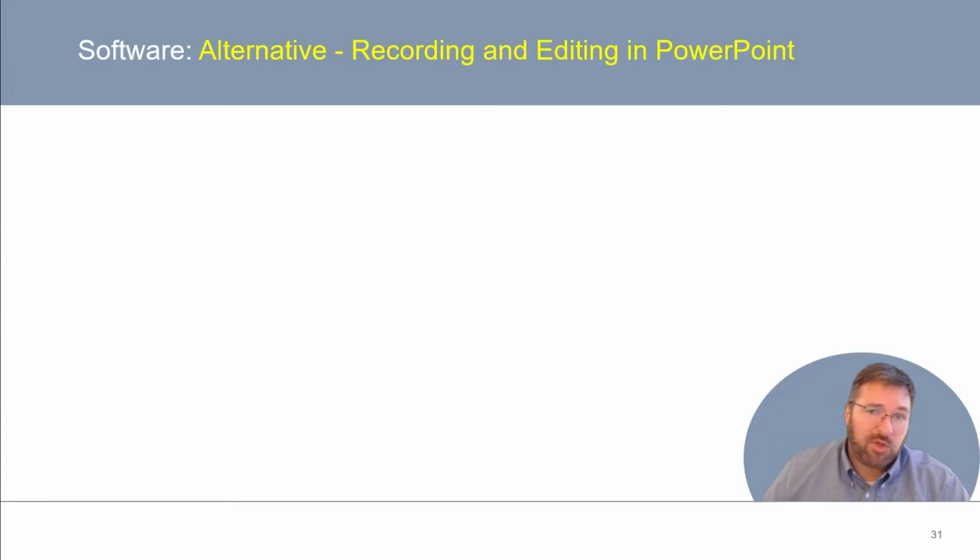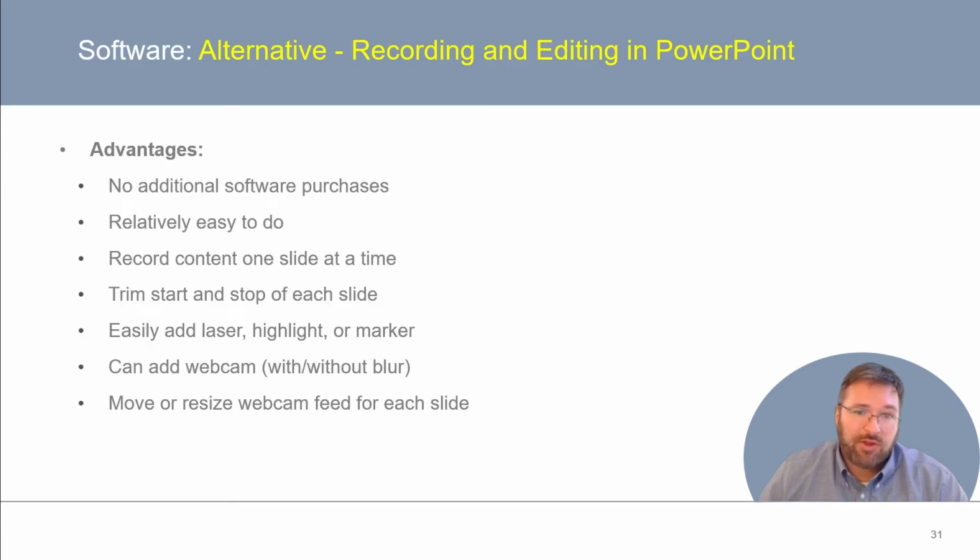However, if spending a bunch of money on Adobe products isn't for you, as I mentioned earlier, there's a pretty easy alternative where you can actually do recording and editing directly in PowerPoint. The advantages here are that you have no additional software to purchase. It's relatively easy to do the recording and editing. It gives you the ability to record content one slide at a time, and for each slide, you can trim the start and stop of each recording. You can also easily add and capture your laser, highlight, or marker on the screen, and you can add your webcam with or without a blurred background. You can also move or resize the webcam for each individual slide.